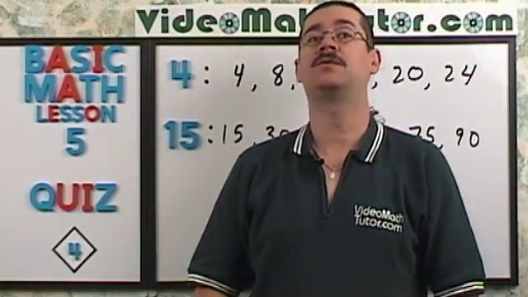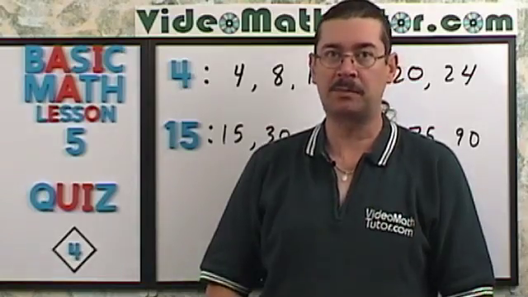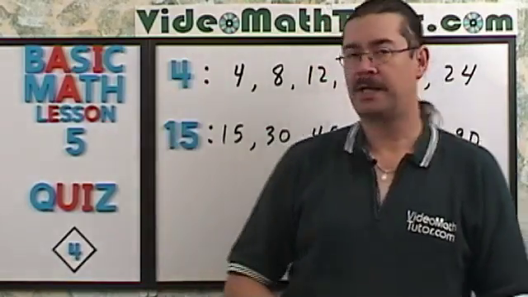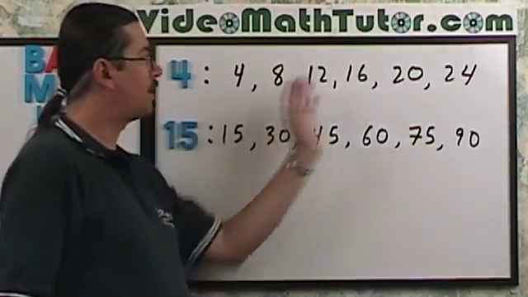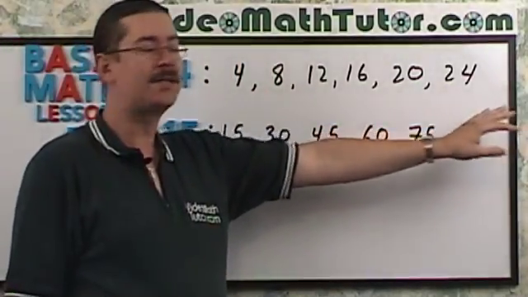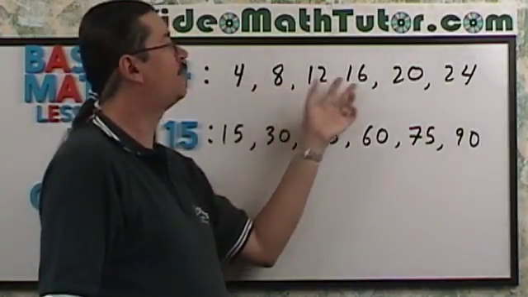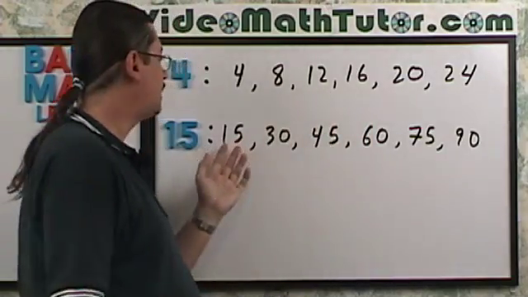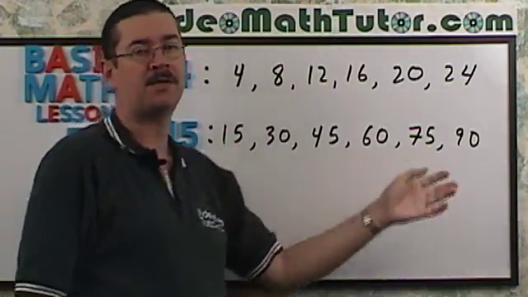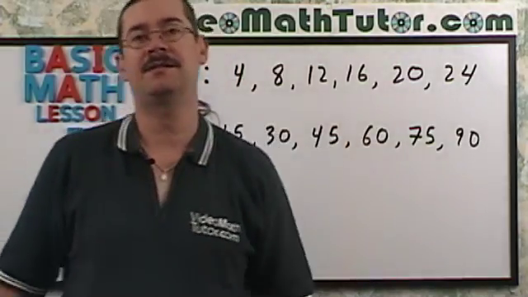Problem number 4 asks us to list the first 6 multiples of these two numbers. And here they are. Again, you can use your calculator, use the techniques I gave you to do this, or just do it by hand. You can just go 4 times 1, 4 times 2, 4 times 3, 4 times 4, and so on. 15 times 1, 15 times 2, 15 times 3, and so on. And that's how you can get the multiples of numbers.